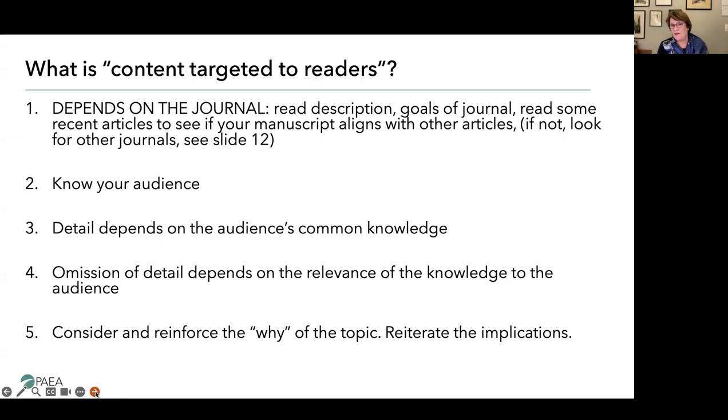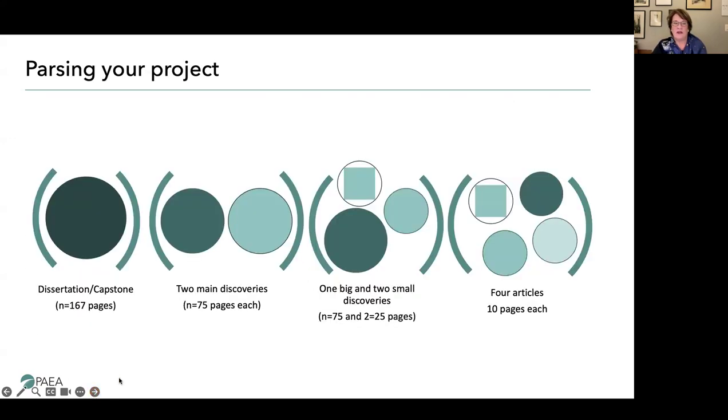And maybe if it's unusual or a new theory, you might need to add a paragraph or so. And then the other really important element that journals want to think about in terms of content targeted to the readers: make sure that you're reinforcing the why of the topic and of the study, and reiterate the implications and how this study has the potential to change the way that we educate students, or whatever the topic is. So those are the important things related to content to the reader.